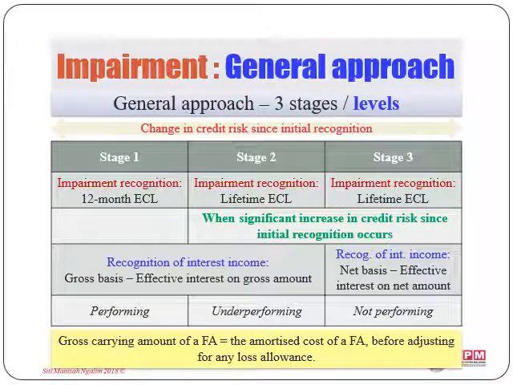Having discussed how general approach works, I would like to highlight certain things that need some attention. Basically, under general approach, as mentioned earlier, we need to assess whether the financial asset belongs to stage 1, stage 2, or stage 3 of credit risk. We need to decide whether the increase in credit risk year after year is significant enough for the financial asset to be transferred to stage 2 or stage 3. If yes, then we need to recognize not 12 months ECL but lifetime ECL.